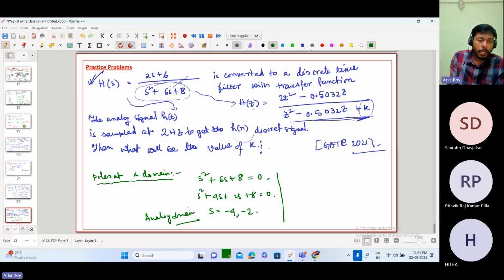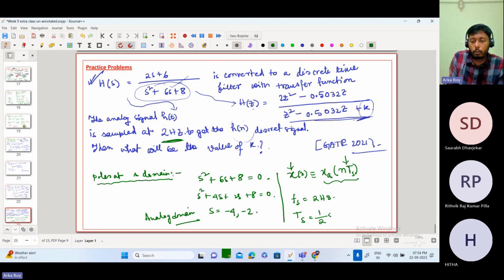Now they have told that they are sampling this signal at 2 hertz. So we have seen that x of n, that is the digital sequence, is basically a sampled version of the analog signal with a sampling interval of Ts. So over here, they have given the sampling frequency, that is Fs equals 2 hertz. So we can find the Ts, that is the time interval of the sampling. So it will be 1/2 seconds.